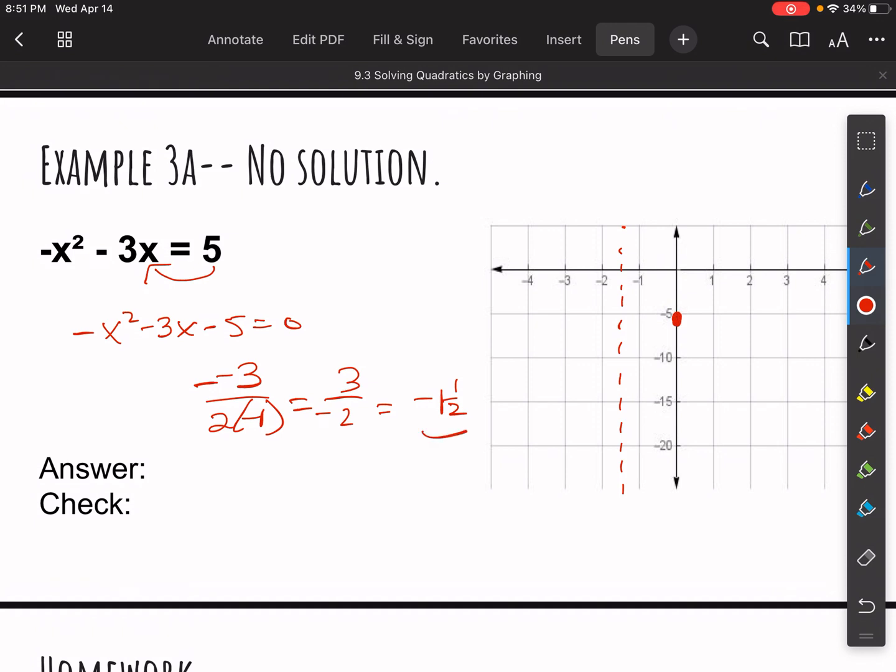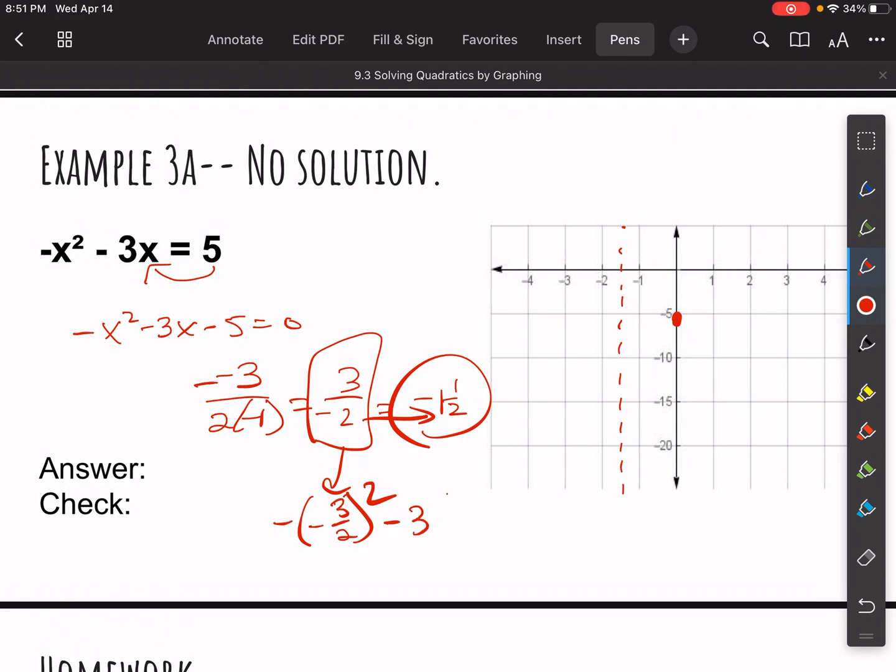So I find my vertex by plugging this back in, so I get negative 1. Let's keep it as an improper fraction. I'll show you why that's the easiest here in a second. So I'm using this instead of the simplified mixed fraction. Minus 3 times that again. Minus 5. Okay, so when I square this, the negative's on the outside, so it's going to be a negative. 3 squared is 9. 2 squared is 4. That's why I wanted to keep it in fraction form. So that's negative 9/4. And then I'm going to add this because it's a negative times a negative, so it's going to be plus 9 over 2 minus 5.